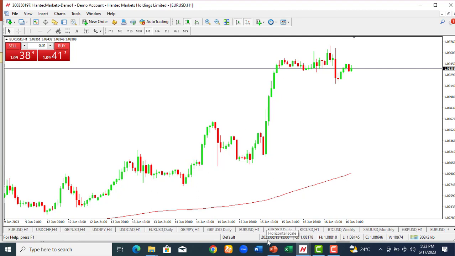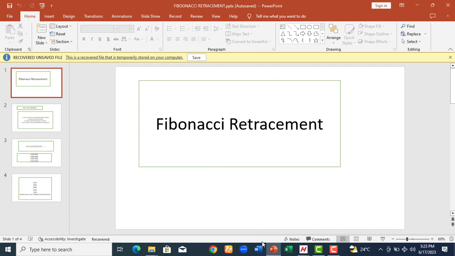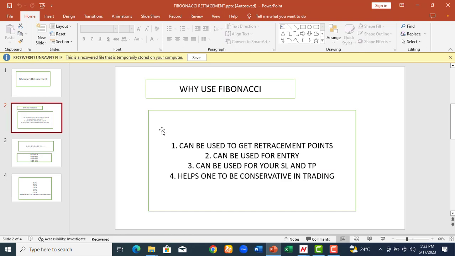So we move over to why you need Fibonacci retracement. It can be used to get retracement points, that's number one. It can be used for your entry, for your stop loss and your TP. It helps one to be conservative in trading. I say again, it can be used to get your retracement points, for your entry in the market, for your stop loss and your TP, and it also helps one to be conservative in trading.